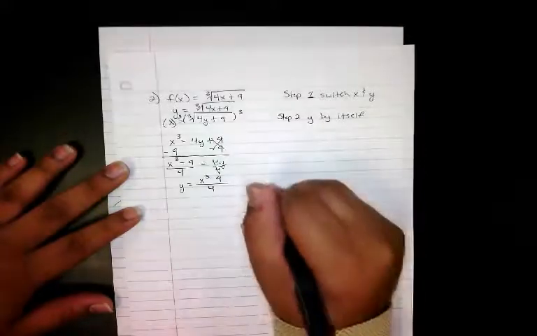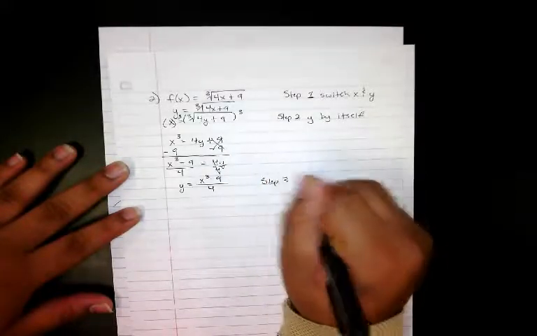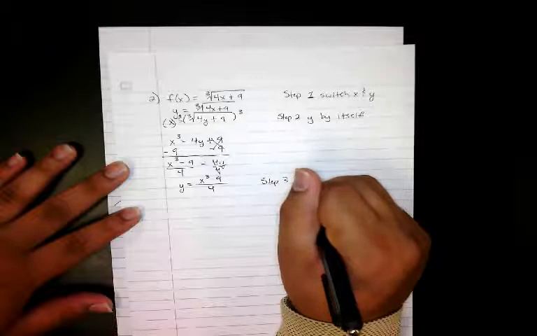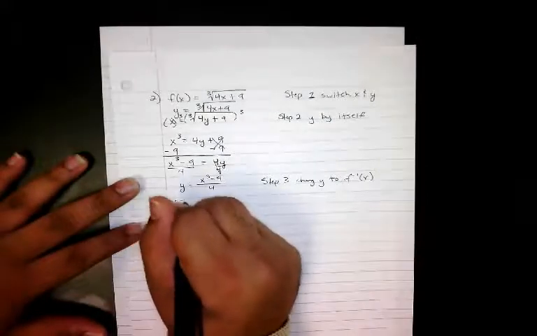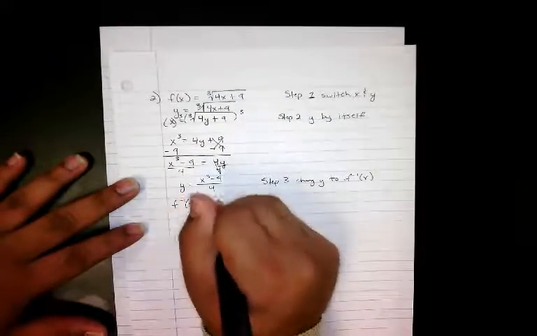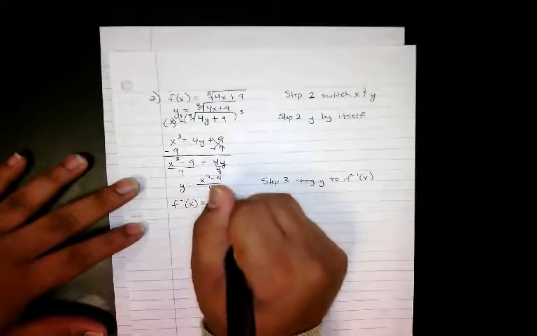Okay. Step 3. Change y to f inverse of x. So you just change it. So f inverse of x equals (x cubed minus 9) over 4.